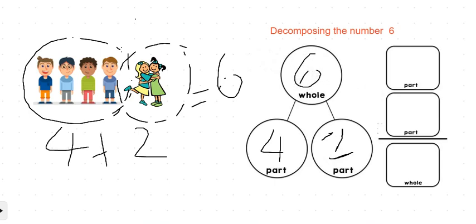6. Part, part, whole. So 4, 2, 6. So what we're saying is 4 plus 2 equals 6. And that's addition. Believe it or not, that's addition. So when you decompose something, you're looking for ways in which you can take it apart. Okay? That's what happens when you decompose. Let's look at another one.